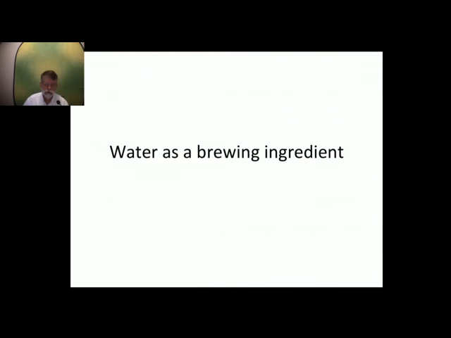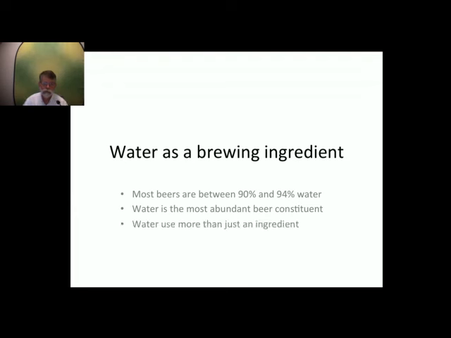So we're going to talk about water as a brewing ingredient. Most beers are between 90 and 94% water. So water is the most abundant beer constituent. But water has more uses than just as an ingredient. On the industry average, there are 7 barrels of water for every barrel of beer brewed. It sounds like a lot, but other products require quite a bit of water. An almond, for instance, requires 1 gallon of water, which is pretty astounding. So we're going to talk a little bit about water usage, an overview of how water is used in the brewery, and then we'll get to water as a brewing ingredient.